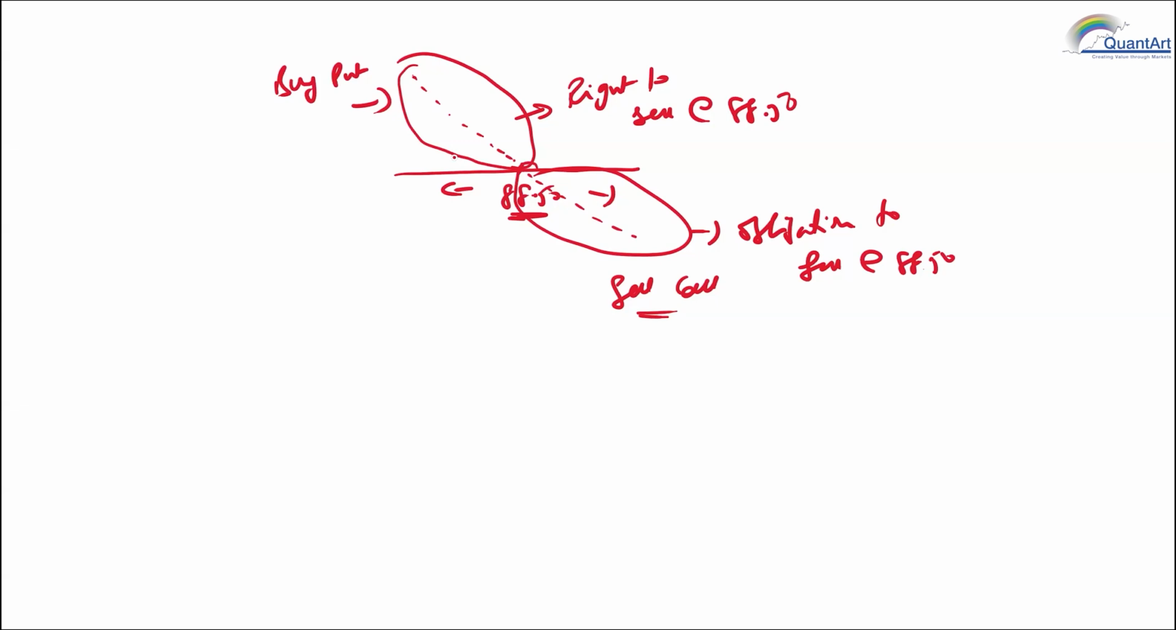Now, this is a way of looking at it, which is useful now in understanding what we can do. Now, buy put would have a cost, which would be negated by sell call. And so you had zero cost for the forward.